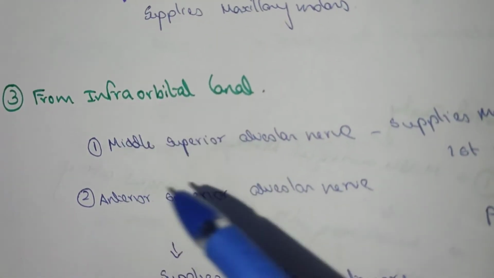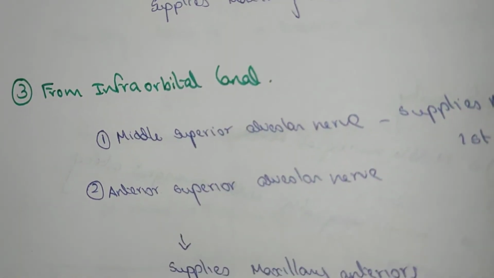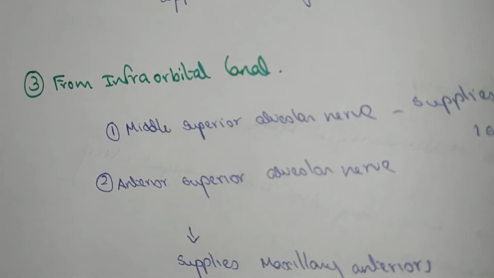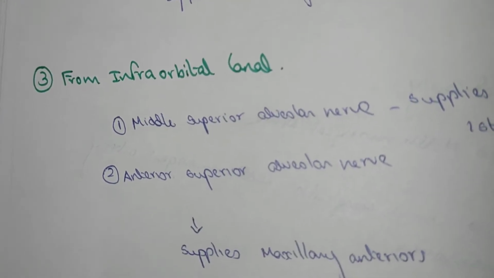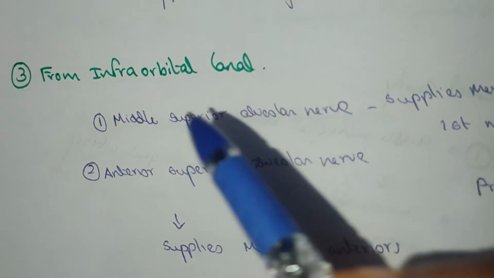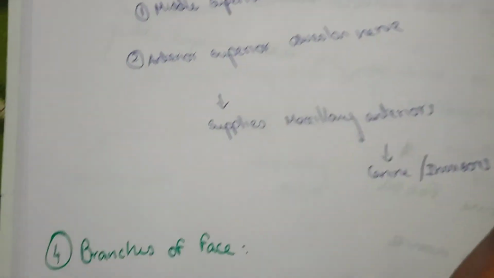The branches are divided into four parts. The first part is within the cranial cavity, the second part is the pterygopalatine fossa, the third part is the infraorbital canal, and the fourth part is the branches of the face.